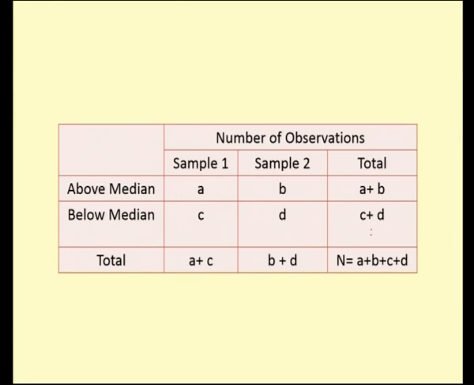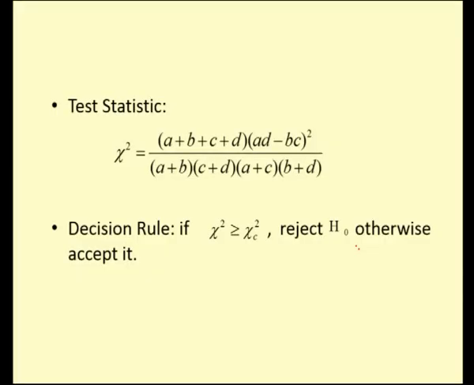Now complete the table of rows and columns. So you will have A plus B, C plus D, A plus C and B plus D, giving the total number of observations as N. So this is nothing but your 2 by 2 contingency table in the case of chi-squared. The test statistic is going to be A plus B plus C plus D, which is my capital N, into, if my observations are A, B, C, D, you cross multiply (AD minus BC), square it, divided by the sum of the rows A plus B, C plus D, and the sum of the columns A plus C and B plus D.